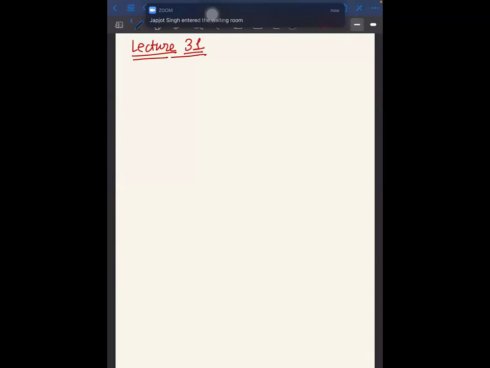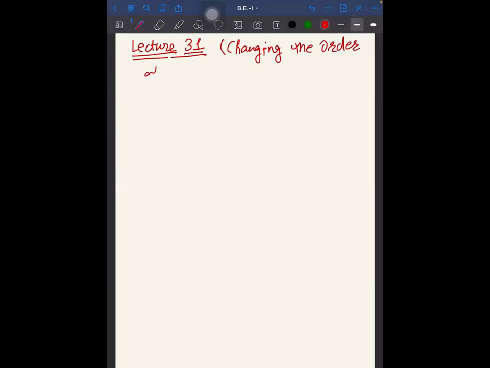So today we'll start with changing the order of integration. Okay, so this is an important topic as I've already mentioned. I'll note down a few points that you'll keep in mind.